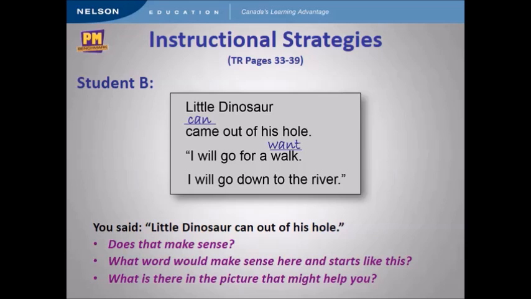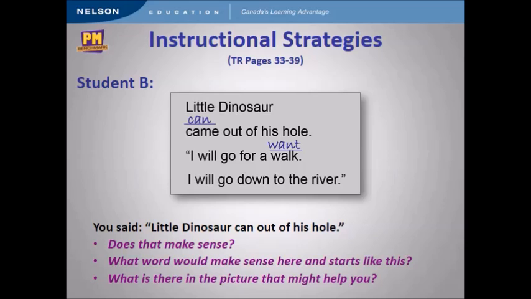Or I might say to them, what is there in the picture that might help you? And when we took a look at the picture, they did notice that the dinosaur was coming out of his hole, or coming out of the hole in the cave. So we want to use these kinds of prompts that eventually the student embeds themselves. The student really eventually starts to say to themselves, did that word I just said make sense? If it was that word, would it start like that and make sense here? So we want to constantly use these instructional prompts when we're in small guided reading groups to focus on whatever the area of weakness is.